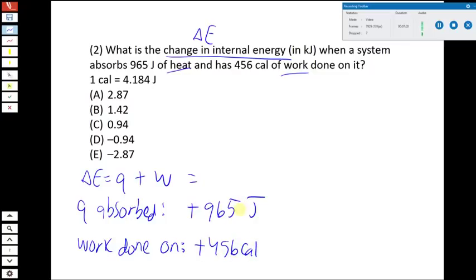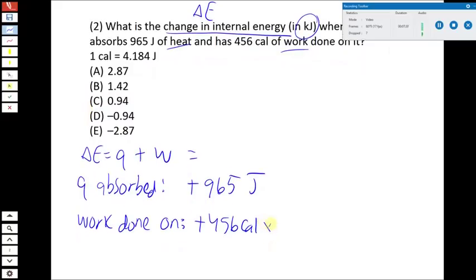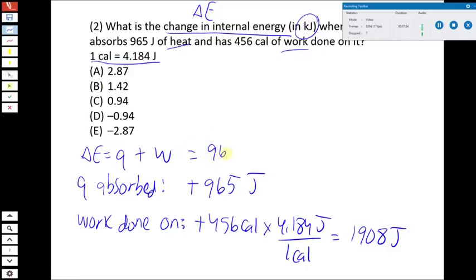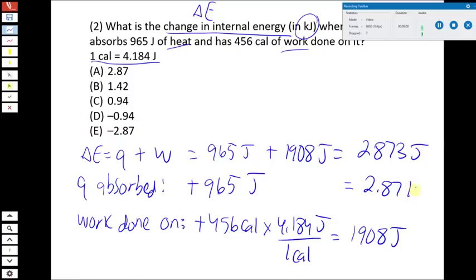But we want to get these into the same unit. The final one we want is in kilojoules, as it turns out. So we're going to convert both of these to joules first. So it's plus 456 calories for work. We have to convert to joules using 4.184 joules per calorie. All right, so that's given to us here. So in joules, this comes out to 1908. And then we can add the two together. So Q plus W is 965 joules for Q, plus 1908 joules for W, which is 2,873 joules. We want this in kilojoules, so we divide that by 1,000 to get 2.87 kilojoules.